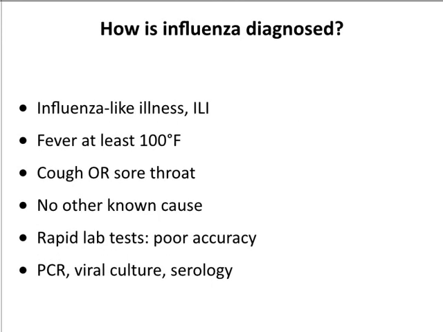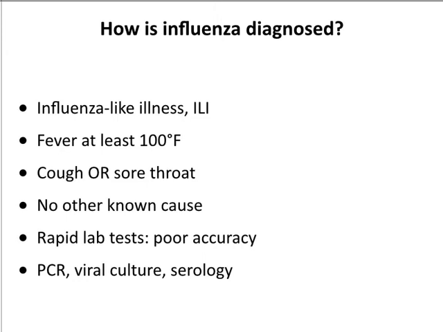To diagnose influenza, these are some of the criteria that are used. It's called influenza-like illness, or ILI: fever, at least 100 degrees, cough or sore throat, and no other known causes. So if you show up in the flu season at a physician's office with these symptoms, they will assume you have influenza and give you an antiviral.